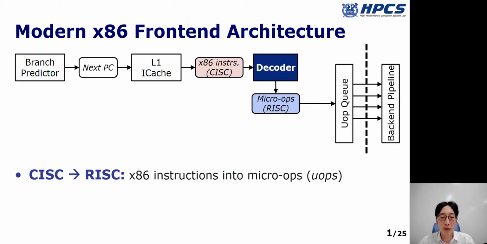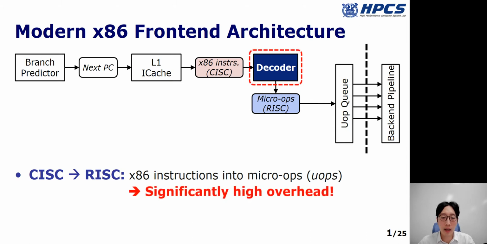First of all, I'll describe the front-end microarchitecture of modern x86 processors. The modern x86 processor translates CISC-style x86 instructions to RISC-style microops because RISC pipelines are more efficient than CISC pipelines. Then, the decoded microops are sent to the microop queue and dispatched to backend later. Here, the most important thing is that the x86 decode logic incurs significantly high translation overhead.